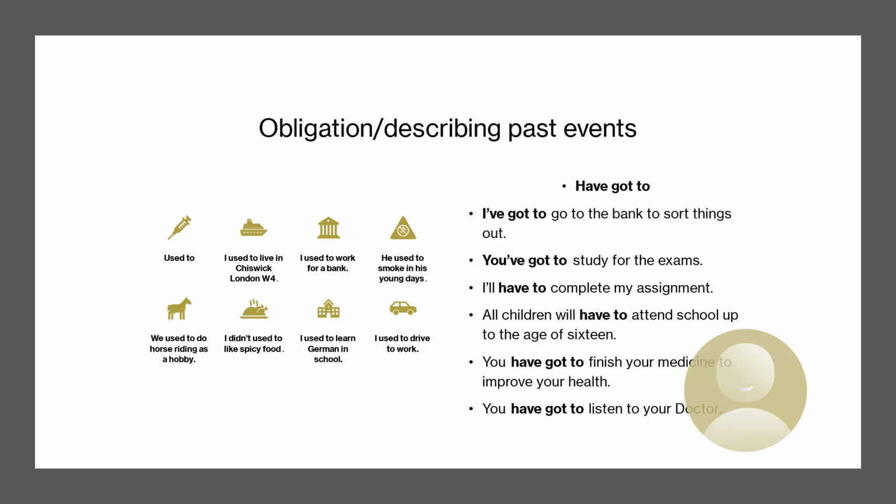So if you want to use have to, then you will need to use I will or I shall, of course. All children will have to attend school up to the age of 16. You have got to finish your medicine to improve your health. You have got to listen to your doctor.